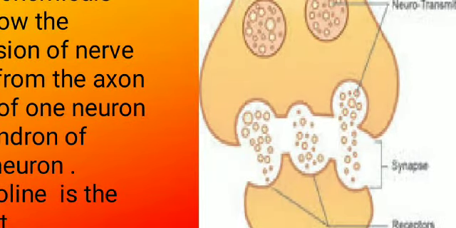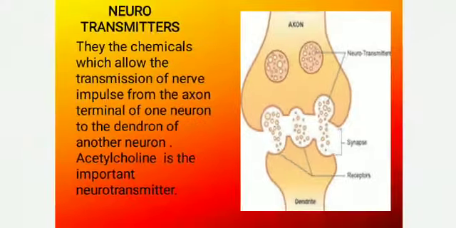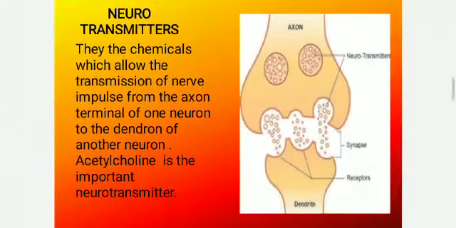The important neurotransmitter released by the neuron is acetylcholine. The important one mark questions they will be asking you. So that's all about the types of neurons and the neurotransmitters.